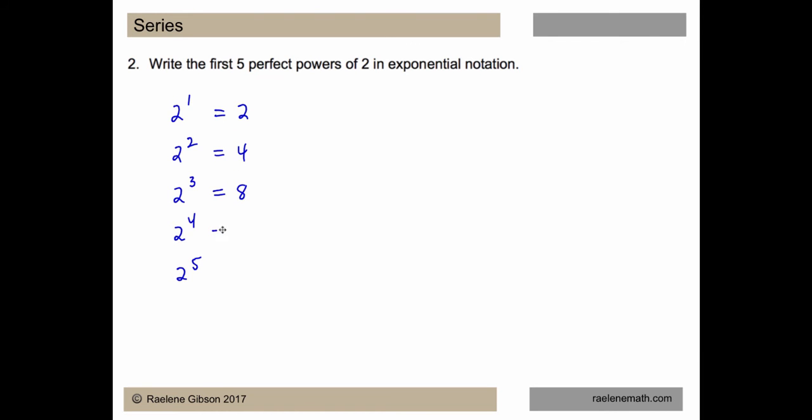And so the first 5 perfect powers of 2 are 2, 4, 8, 16, and 32. And so here we really want to make sure that we are calling the number to the base, the number up here, the index, the exponent, and the output number the power.